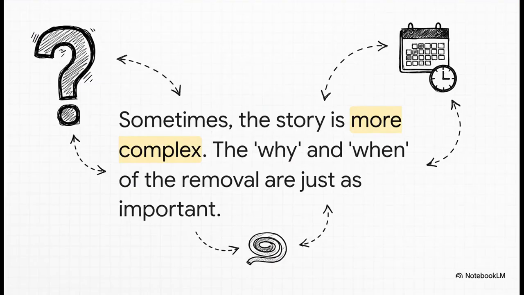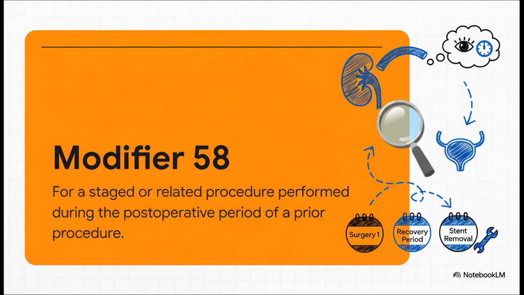Because let's be real, a procedure doesn't just happen in a vacuum. Context is absolutely everything. The why it happened and the when it happened. Those details can be just as critical as what happened, and our codes have to show that. And that's where modifier 58 comes into play. You can think of it like adding a sticky note to your code. It's a special flag that says, hey, this stent removal didn't just happen out of the blue. It was actually planned all along, as part of the recovery from a different, earlier surgery. It's all about communicating that timing and intent.